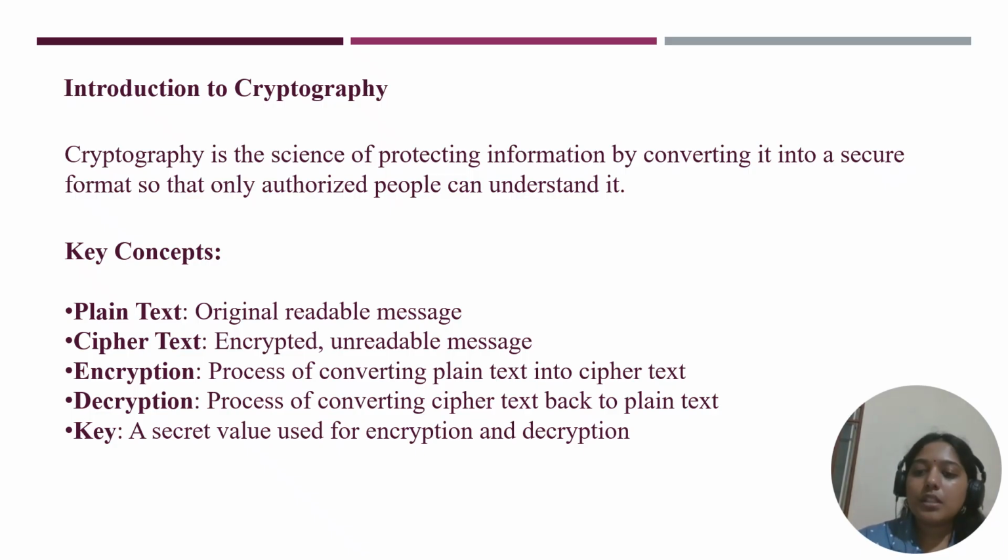So the key concepts in cryptography are plain text, which is the original data, and ciphertext, which is the unreadable data. The process of converting the plain text into ciphertext is known as encryption. And the process of converting the ciphertext into plain text is known as decryption. And the key is basically a secret code for encryption and decryption.